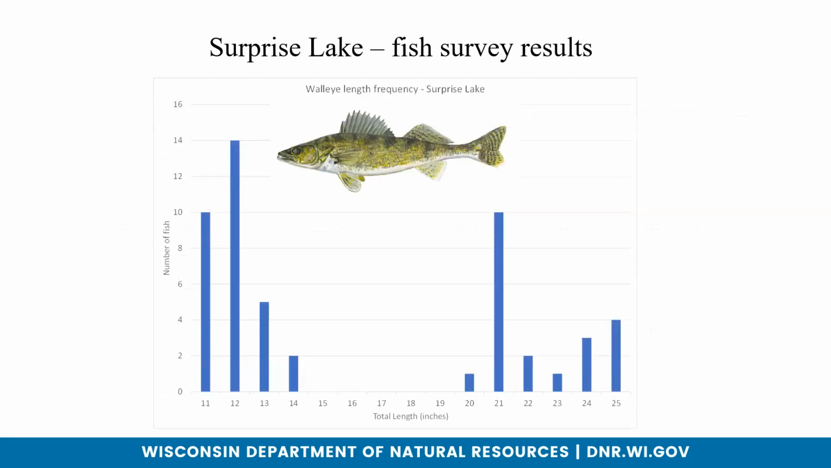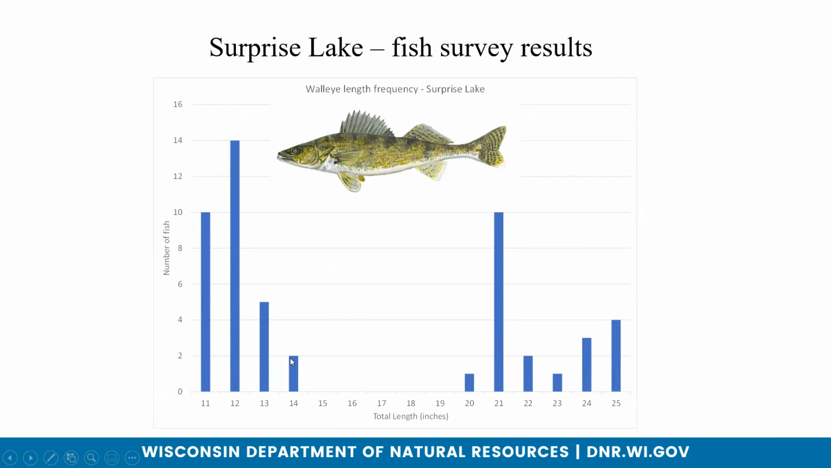So here's our walleye length frequency. So you have the number of fish over here on the y-axis, and this is the length group that they were in. These 11 and 12-inch fish were from the 2014 stocking, which was good to see. We know we got good survival. Again, we only stocked 328 fish, and here's 24 of them. And this is just what we collected. So you'd have to assume that there was a lot more out there.